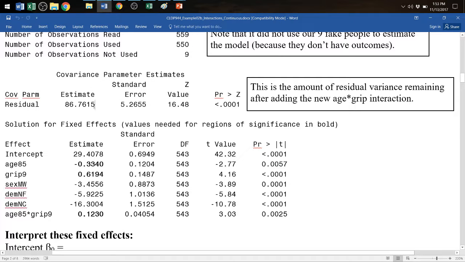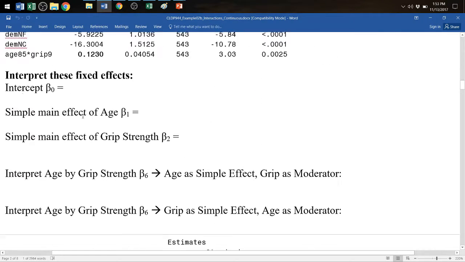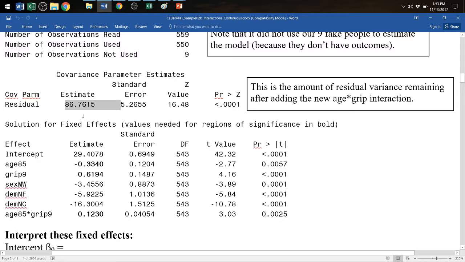Example 2a has the precursor to this where we just had main effects. So if you wanted to figure out R square for your model, you could start with an empty model in which all the variance in cognition is there to be accounted for, and do a pseudo R square relative to this. So what it was minus what it is over what it was. And I have a macro program I put in your homework that you can use to do that, or you can do that in Excel.